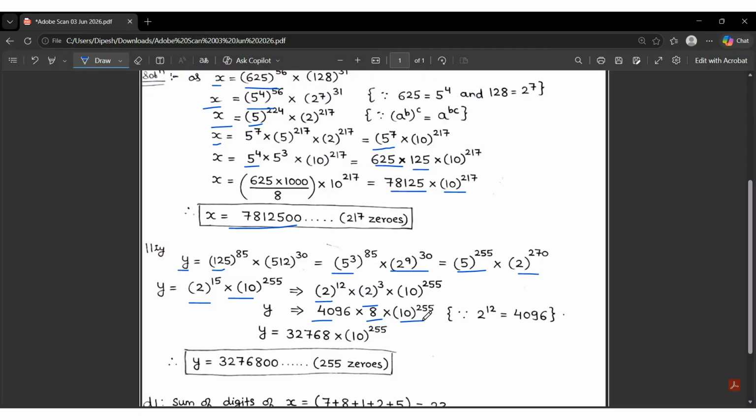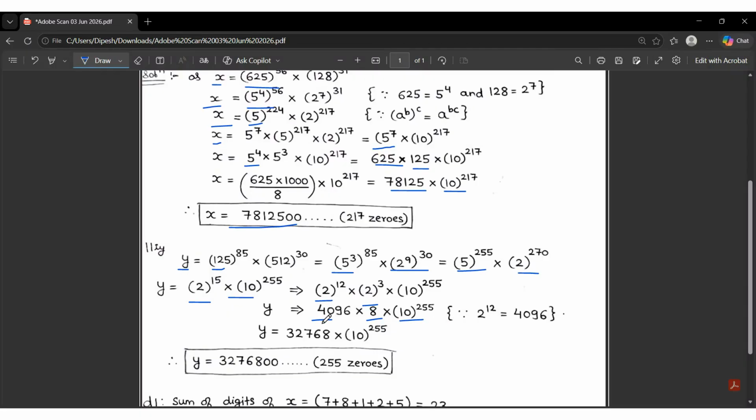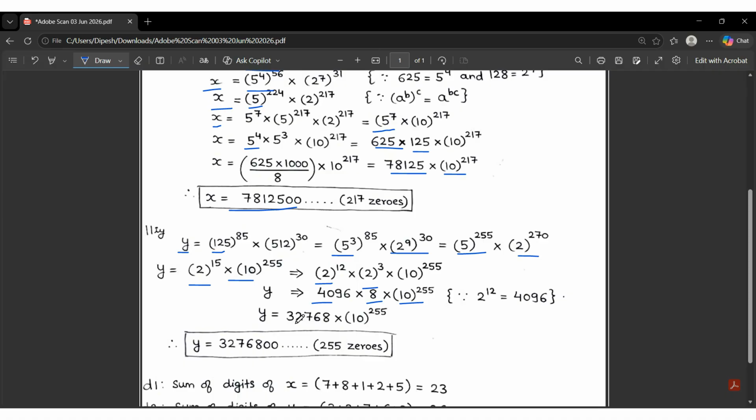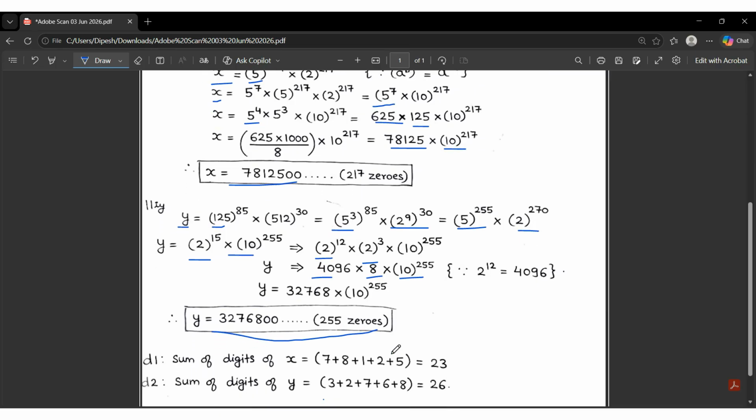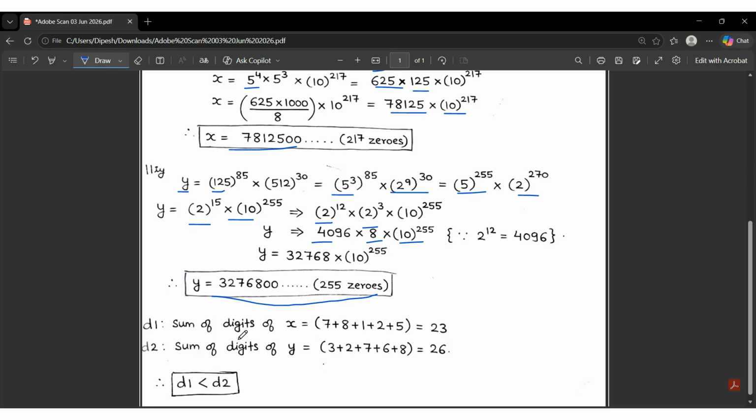Now the sum of digits of x is equal to 7 plus 8 plus 1 plus 2 plus 5, which is nothing but 23. The sum of digits of y is equal to 3 plus 2 plus 7 plus 6 plus 8, which is equal to 26. Clearly, the sum of digits of x is less than the sum of digits of y, so the outcome will be d1 is less than d2. This is the approach to solve the question.